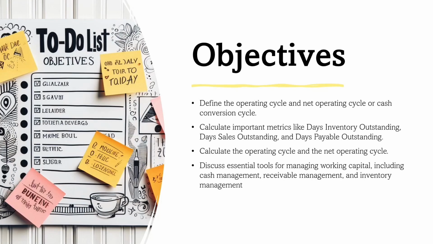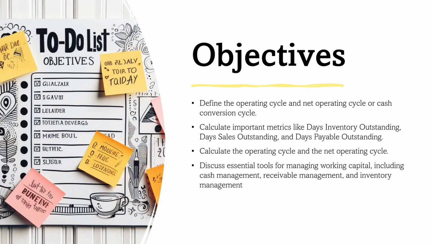Objective 1. Define the operating cycle and net operating cycle, also known as cash conversion cycle. Objective 2. Calculate important financial metrics such as days inventory outstanding, days sales outstanding, and days payable outstanding. Objective 3. Learn how to calculate the operating cycle, which involves days inventory outstanding and days sales outstanding, and the net operating cycle, which subtracts days payable outstanding.